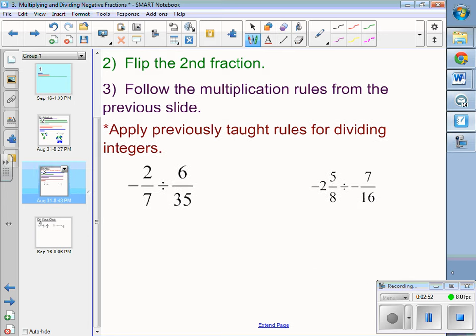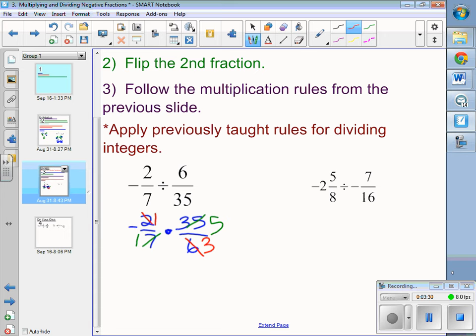So, negative 2 sevenths times 35 sixths. 35 and 7 both have a factor of 7 in common. So 7 divided by 7 is 1. 35 divided by 7 is 5. 2 and 6 both have a factor of 2 in common. So 2 divided by 2 is 1. 6 divided by 2 is 3.